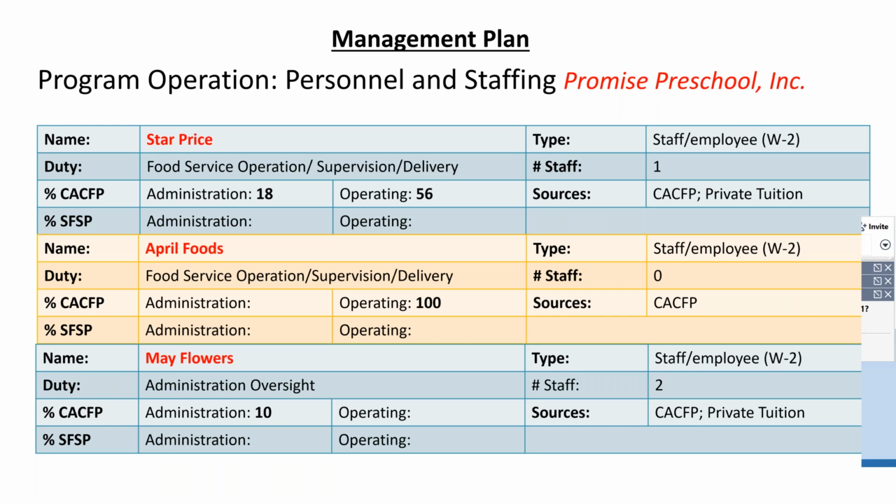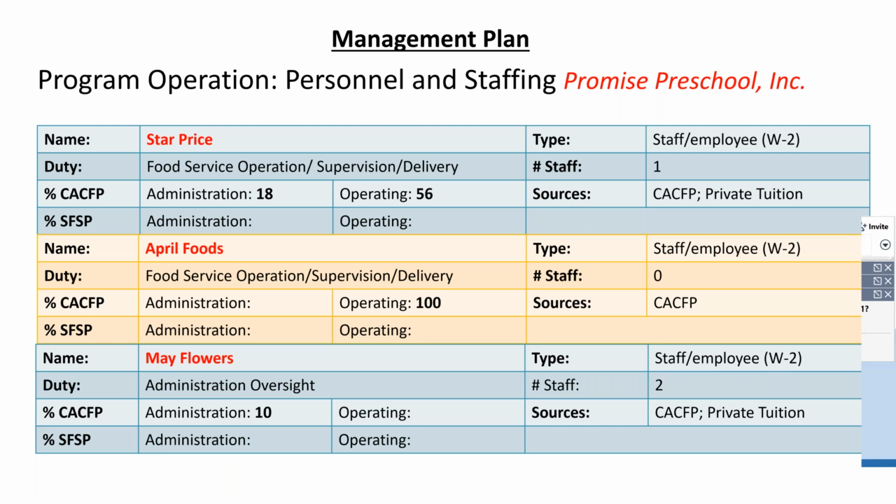18% of her time is spent on administrative duties, and 56% of her time is operating duty. That is a total of 74% spent on CACFP duties. Therefore, the remaining 26% of her time is spent on non-CACFP duties. So, the sources section must indicate general or other funding sources that will be used to allocate the remaining 26% of her non-CACFP labor costs. Okay.